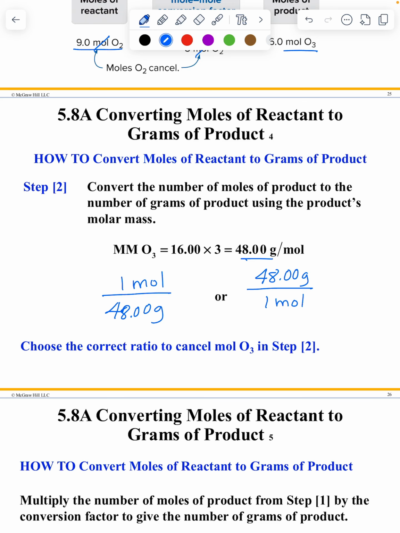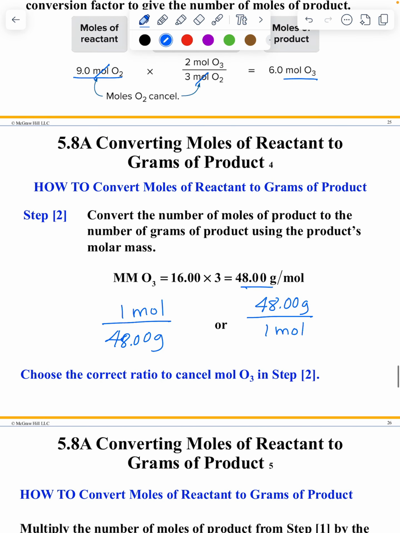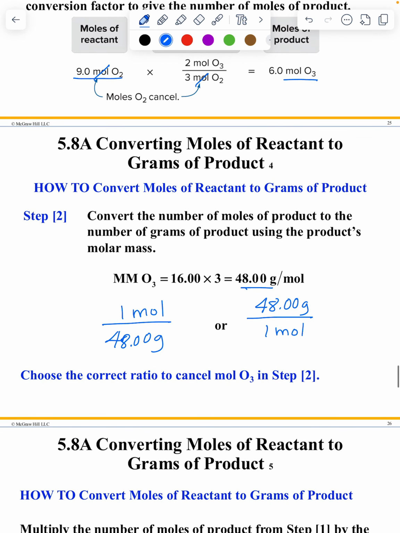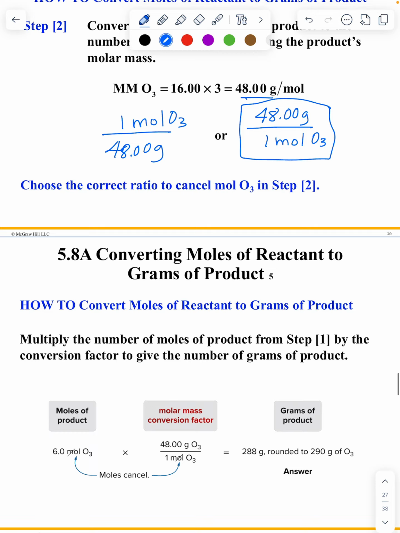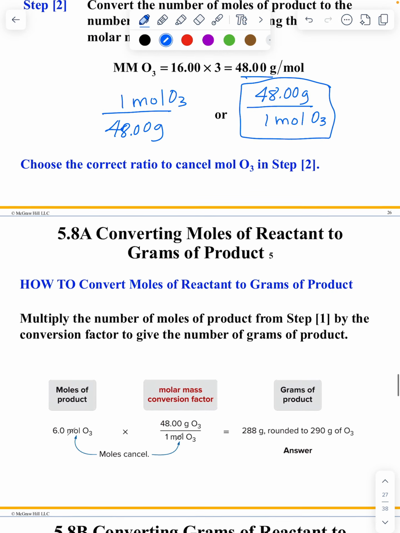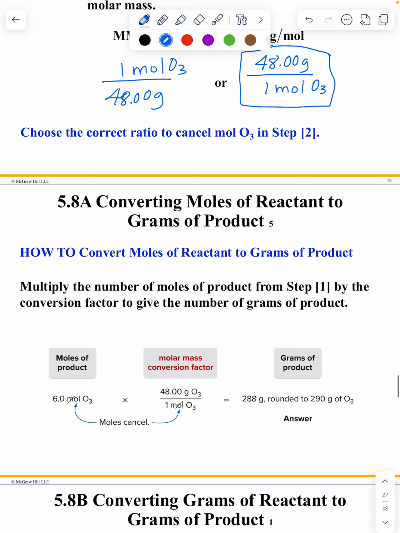Then we set up our problem. We're going to take the 6 moles that we solved for, 6 moles of O3, multiply it by the conversion factor that allows us to cancel moles of O3, and that gives us a final answer of 288 grams. We can look back and see that we need 2 significant figures, so that would round to 290 grams of O2, and that would be our final answer.